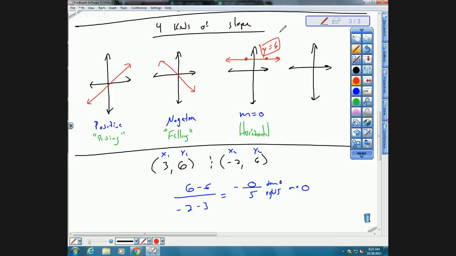So we'll talk more about that in just a second. But basically, whenever you have y equals a number, it will always give you a horizontal line. So your slope will be 0, and it'll always give you a horizontal line.